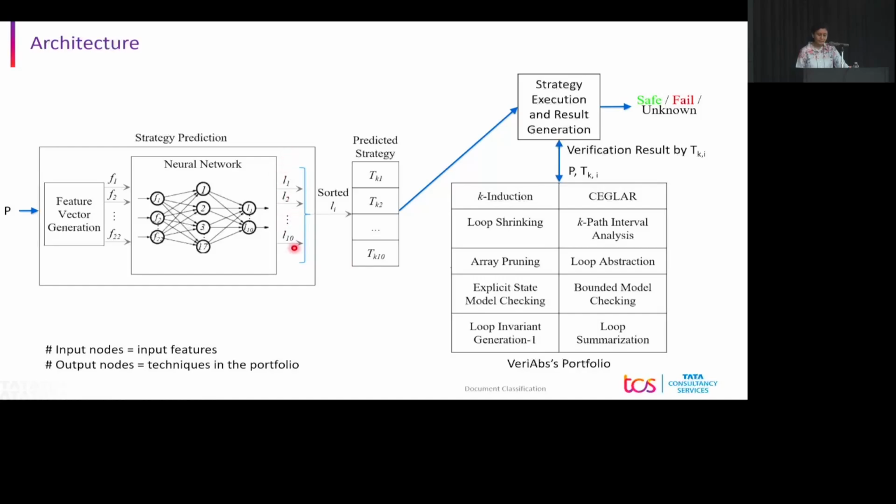Then we sort these likelihoods of verification from highest to lowest. The first technique has the highest likelihood that it will verify the program, and in that order, we execute those techniques. So this becomes the strategy. This is how the strategy is generated.